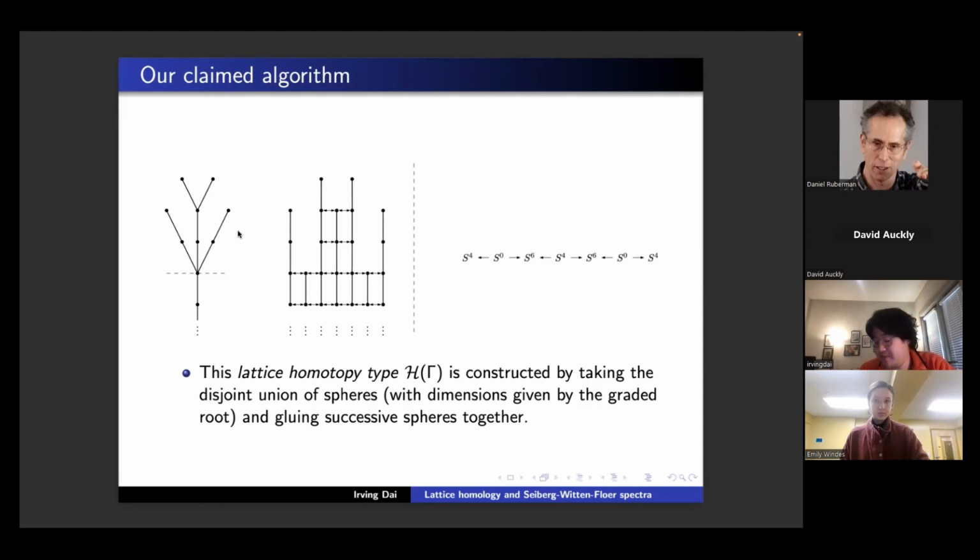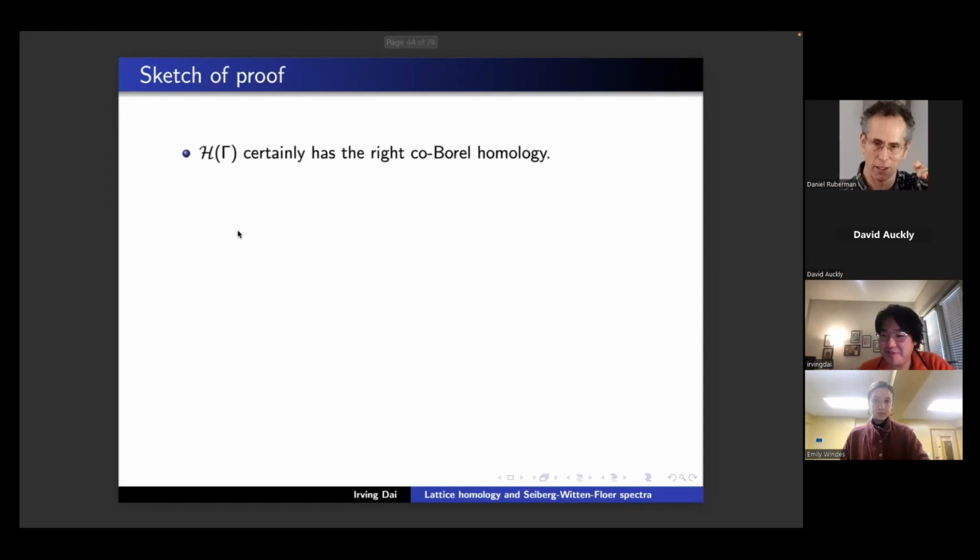Now, you might say, oh, this is very good. This is very impressive. So this space certainly has the right co-Borel homology. You might be very happy. Unfortunately, this is not very impressive, right? The whole point of homotopy theory is that there are many spaces with the same homology, right? I mean, that's the whole point. The homotopy type of the space is supposed to be stronger than the homology. So just because the space has the right co-Borel homology doesn't mean anything. Okay.